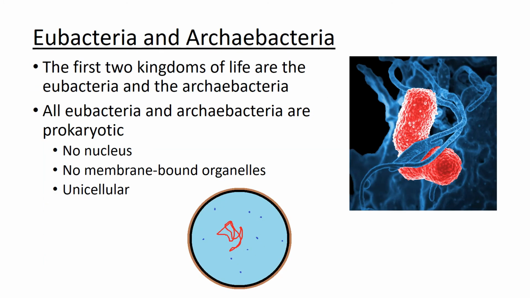The first two kingdoms of life are the Eubacteria and the Archaebacteria. All Eubacteria and Archaebacteria are prokaryotic. And remember what prokaryotic means. It means no nucleus, no membrane-bound organelles, and the organism is unicellular.